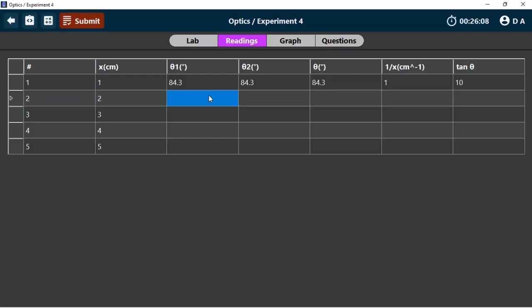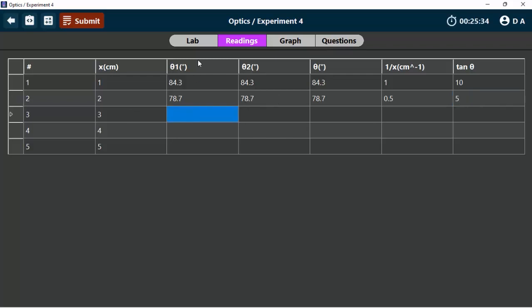At x equals 2, theta 1 is roughly 78.7. Theta 2 is roughly 78.7 as well. Then theta, which is the average, is 78.7. Then the reciprocal of x, which is 1 over 2, is 0.5. And then the tan of theta is 5.